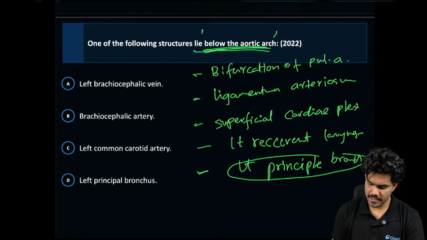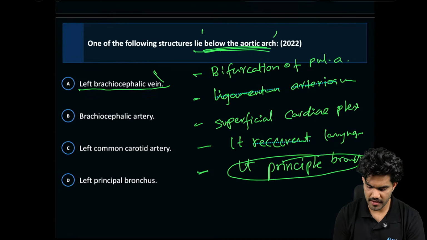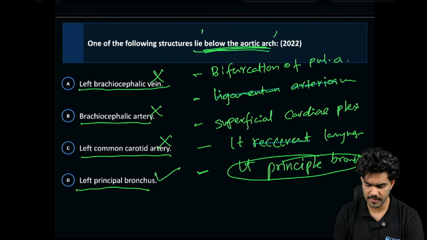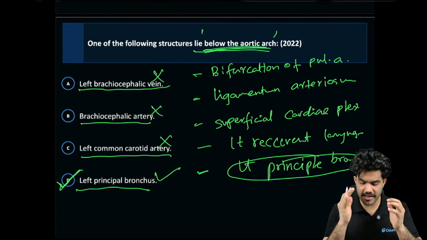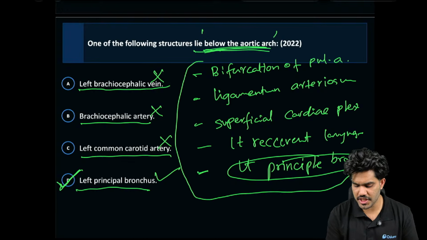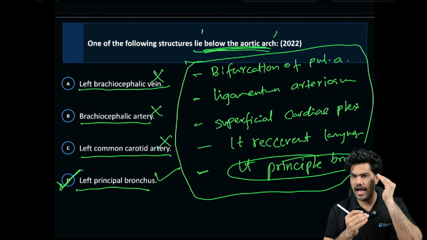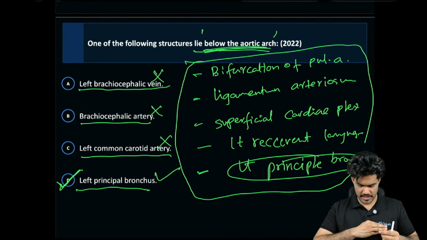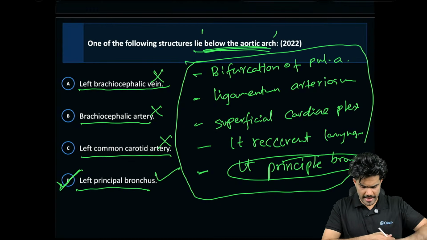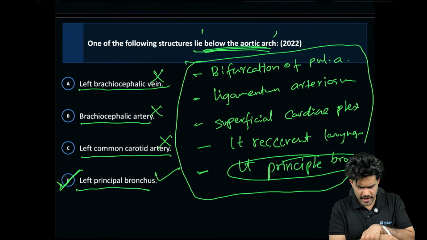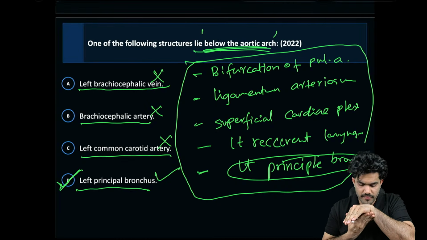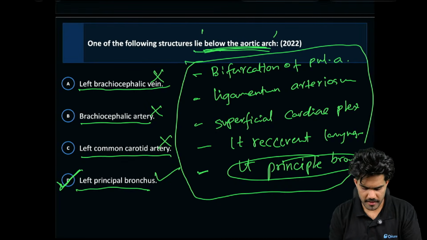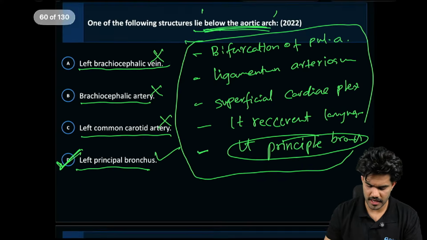See guys, left principal. Let's see. Left brachiocephalic vein? No. Brachiocephalic artery? No. Left common carotid artery? No. Left principal bronchus is present below the arch of aorta. Even if you don't know this relation, just think about the arch of aorta. If the left principal bronchus is like this, the arch of aorta is like a hook, like this. Hooking means it will be present above, so the left principal bronchus is below the arch of aorta.